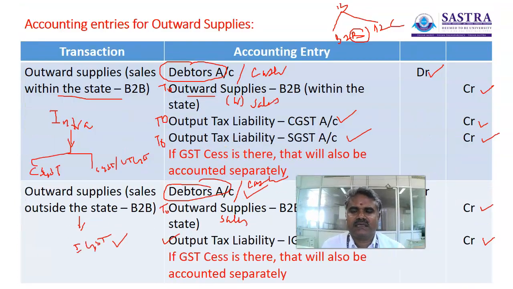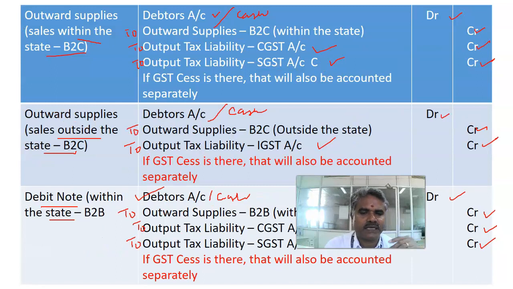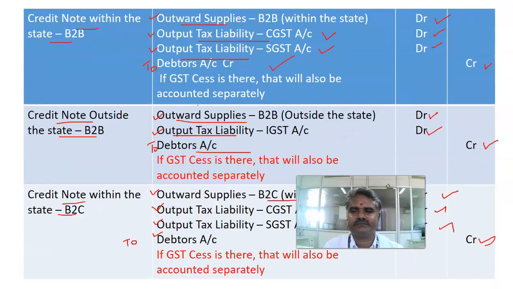At least inward supplies B2B within the state, inward supplies B2B between the states, then outward supply B2B within the state and between the states, debit note, credit note, and inward supplies both intra and inter. You at least have to understand them properly. You have to know how to pass entries for them. This is very important.